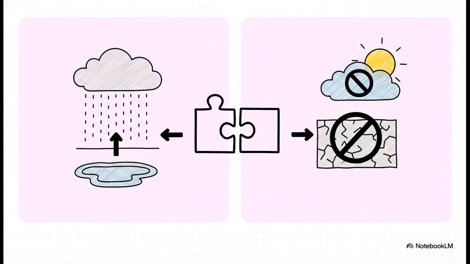So let's go back to our rain example one last time. The original is, if it is raining, then the ground is wet. The contrapositive becomes, if the ground is not wet, then it is not raining. Now just think about that for a second. If the ground is totally dry, could it possibly be raining? Of course not. That statement is rock solid, isn't it?